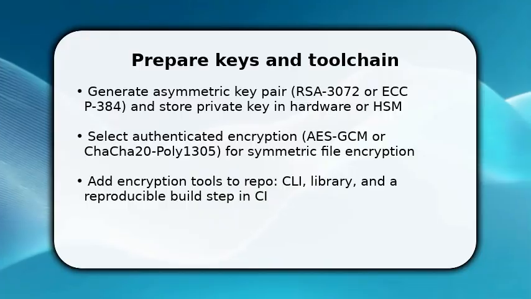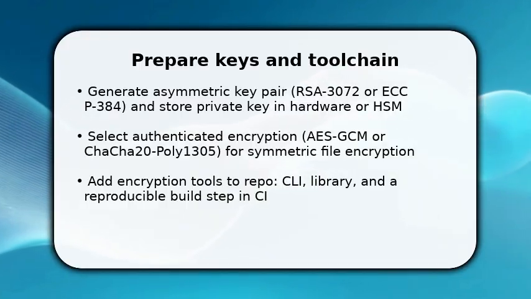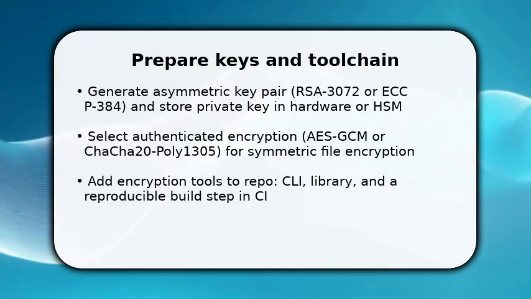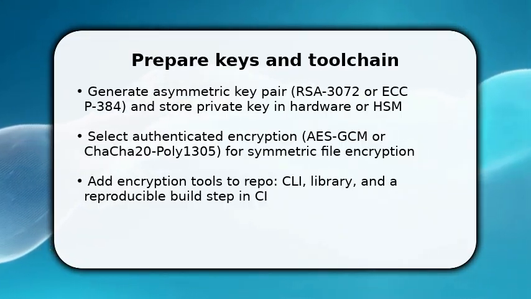You start by creating and protecting keys. Generate an asymmetric key pair and immediately place the private key in an HSM or secure vault so it never sits in plain text. Once done, pick your symmetric cipher, AES-GCM or ChaCha20-Poly1305 for file-level encryption, and add the chosen crypto library to your project dependencies.